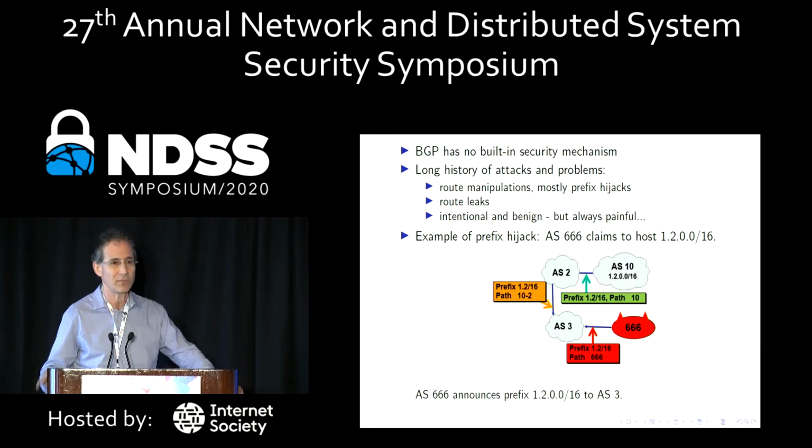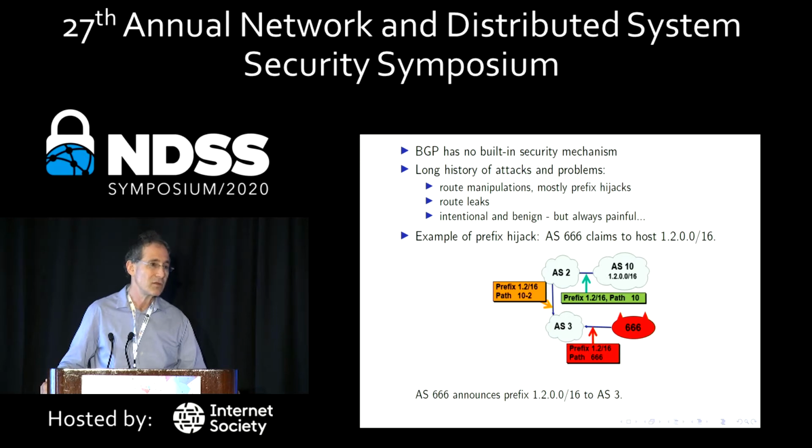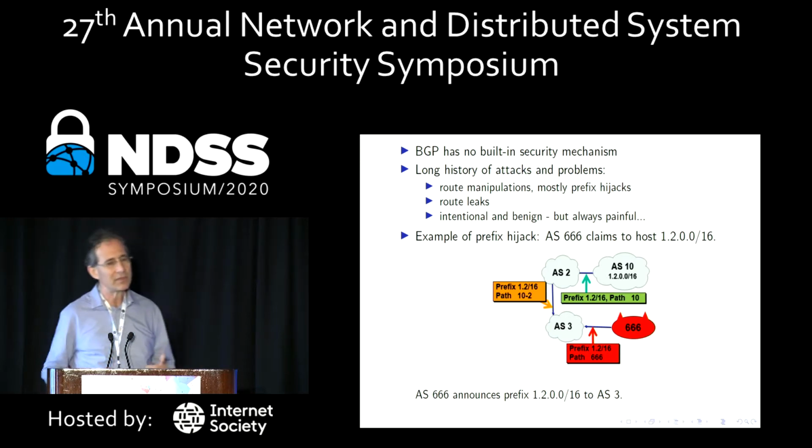There are other ways of manipulating the route. You can claim to be connected to the origin. All kinds of things you can do. There are also route leaks, where you receive an announcement, but you are not expected to announce it to the internet. For example, you are a consumer AS, some small company or university or whatever, and you get this announcement from your provider, and then you go ahead and announce it to a different provider.